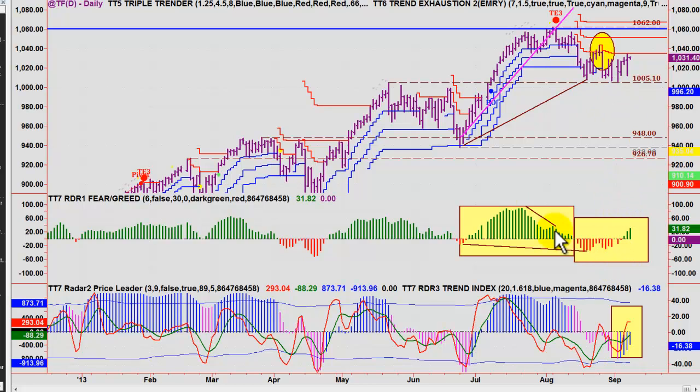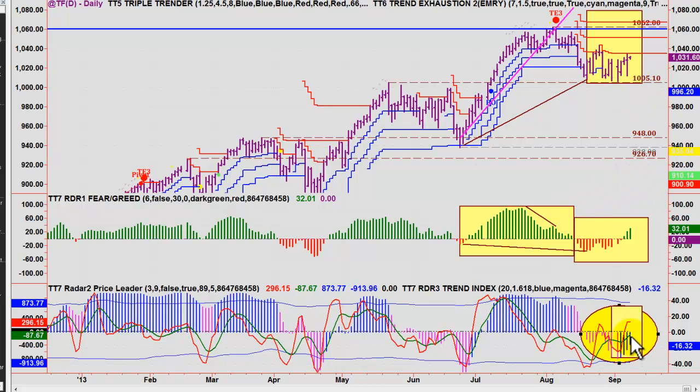However, let it be known that in the shorter term, you can see that the triple trender here has synchronized bearish, and the radar 3 trend strength is bearish down here. So they're both bearish at this point in time, and we've gotten the first pullback into the triple trender. So that's kind of a typical bearish sell signal. We do have pretty strong support right here at 1005, so it's going to take a lot to get through there.